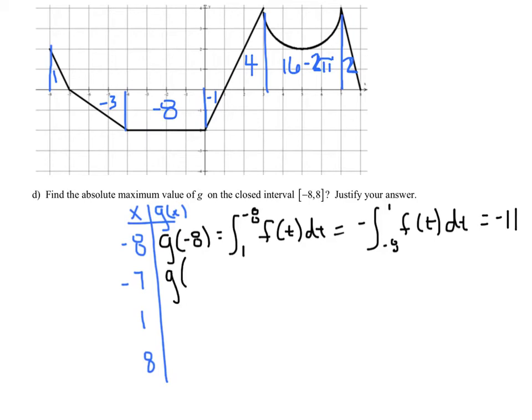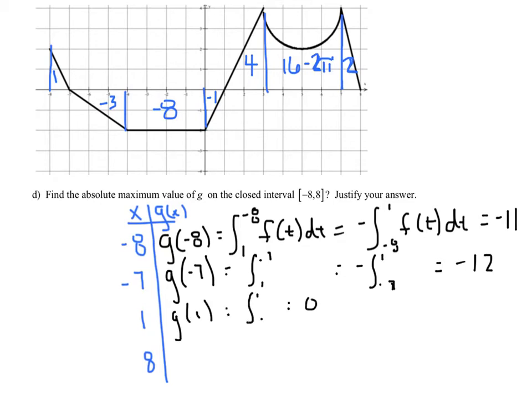Alright, when we do g of negative 7, I'm going to substitute negative 7 into the upper bound, but then I'm going to switch them again. I'm going to go from negative 7 to 1, and that's going to give me negative 12. If I do g of 1, we already did that one earlier. The integral from 1 to 1 is simply 0. And then if we want to figure out g of 8, we've got to do the integral from 1 to 8, and how much area is that? Starting at 1, I've got a 4 plus the 16 minus 2 pi plus the 2. I think that's going to be 22 minus 2 pi.